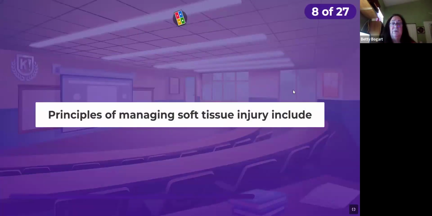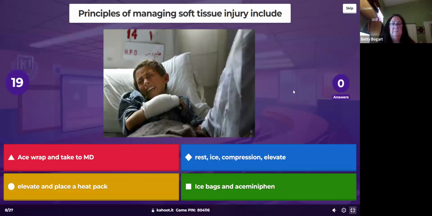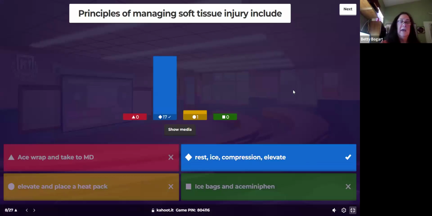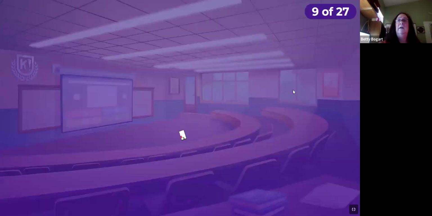Principles of managing soft tissue injury include, what did I do immediately when I sprained my ankle? I tell you, it was a good sprain. I got the point, but boy, did I hurt my ankle. And we know when we're looking at that, it's going to be RICE: rest, ice, compress, and elevate. If we keep the swelling down, it's going to have a better chance of a quicker recovery.